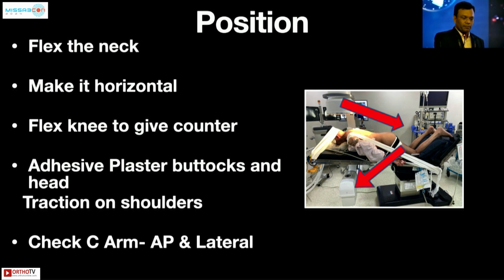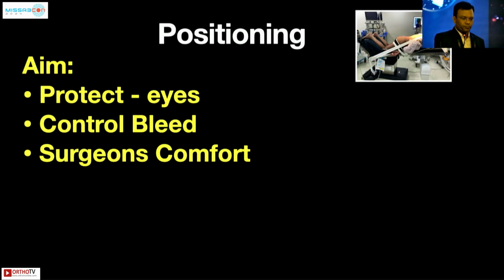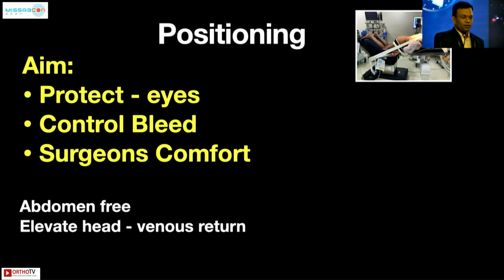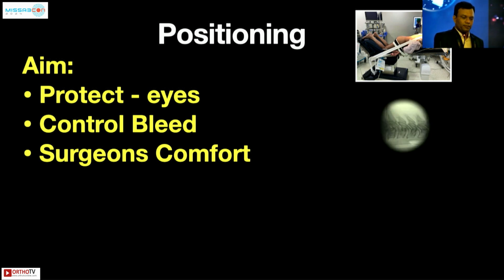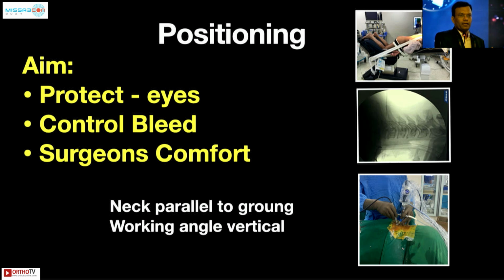Always check C-arm AP and lateral before surgery, before draping, so that you are able to see your interested level. Positioning helps in protection of eyes. It controls bleeding by avoiding pressure on the abdomen and elevating the head end. Proper positioning also helps the surgeon's comfort. Bring the neck parallel to the ground, it will make your disc vertical and you will be able to work comfortably.